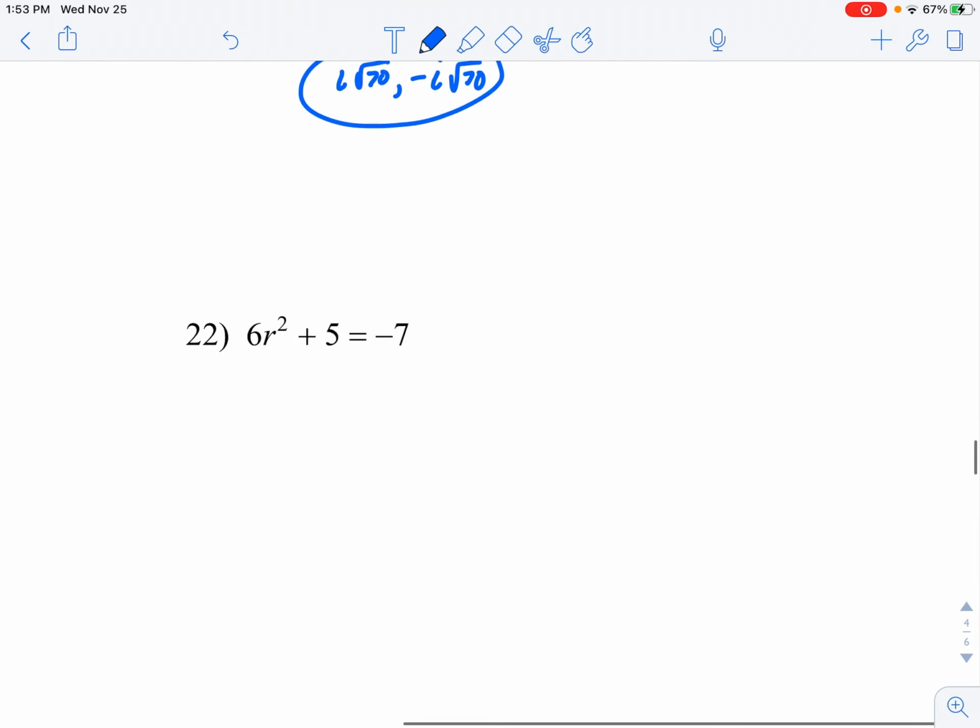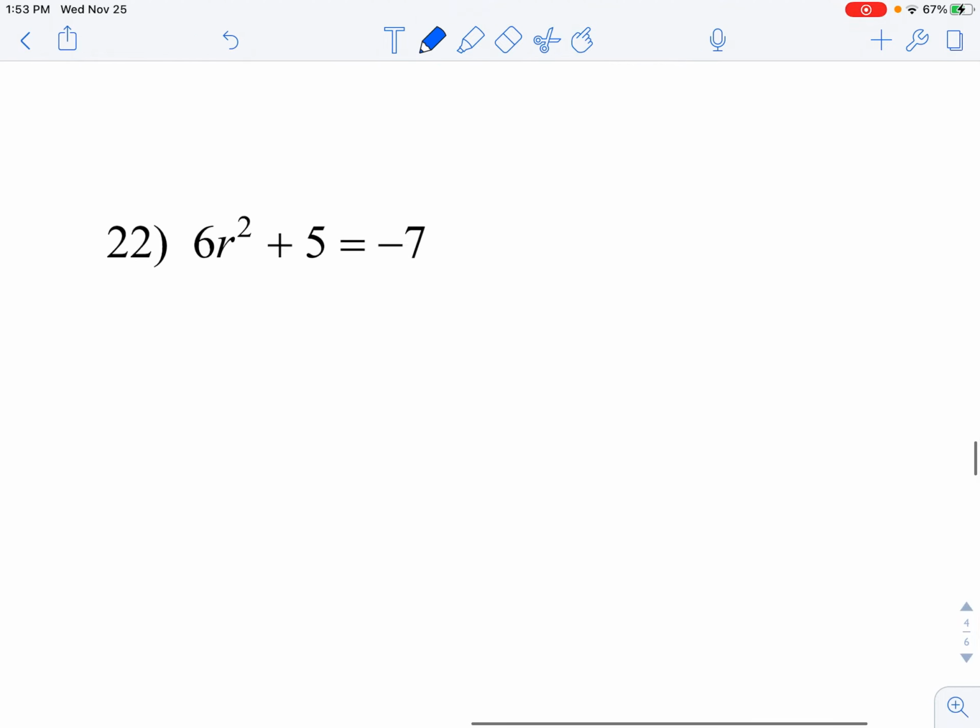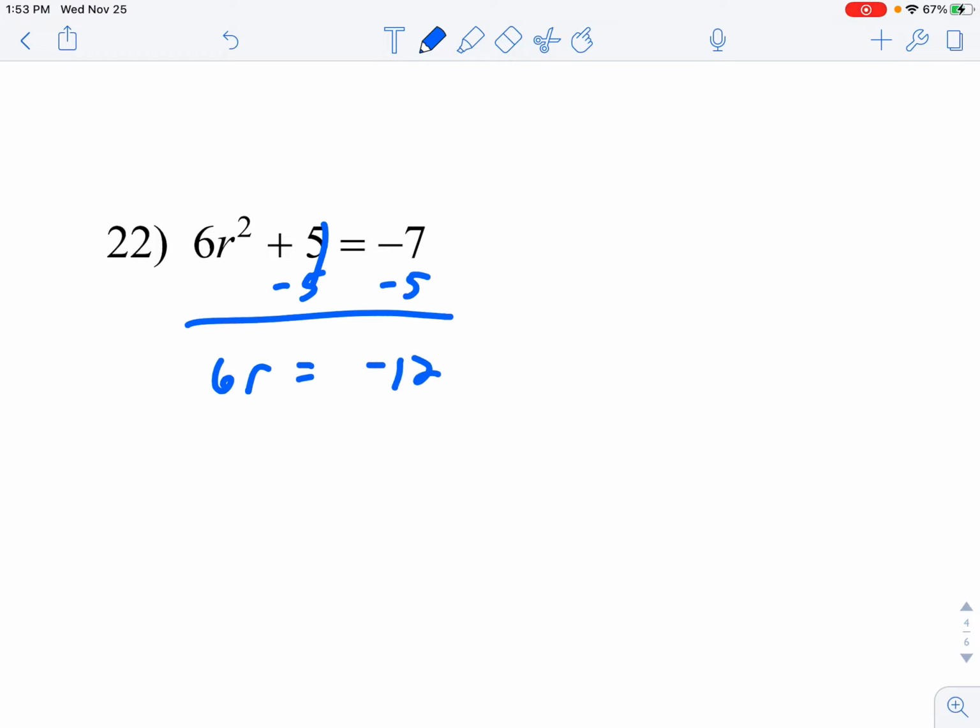2 more. All right. Number 22. Subtract 5 on both sides. 6r equals negative 12. Right? Yeah. R squared, that's what it is. Divide both sides by 6. R squared equals negative 2.